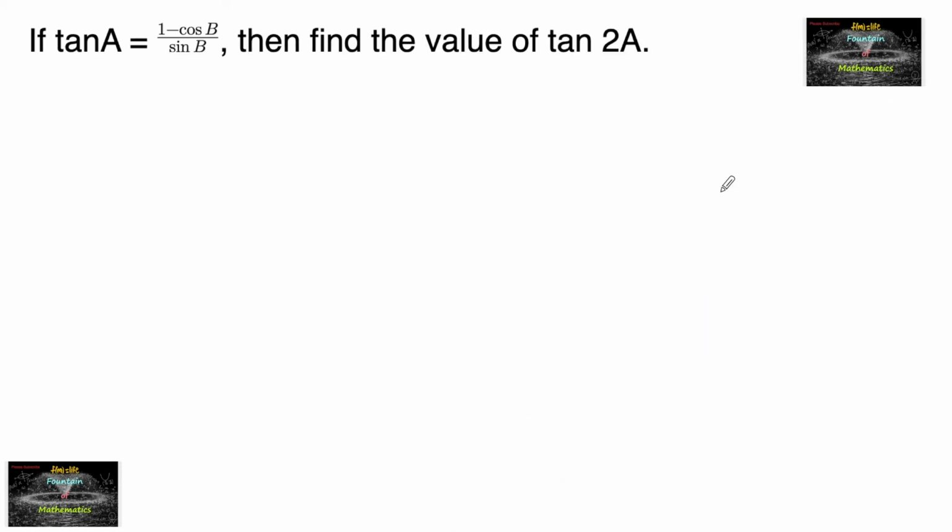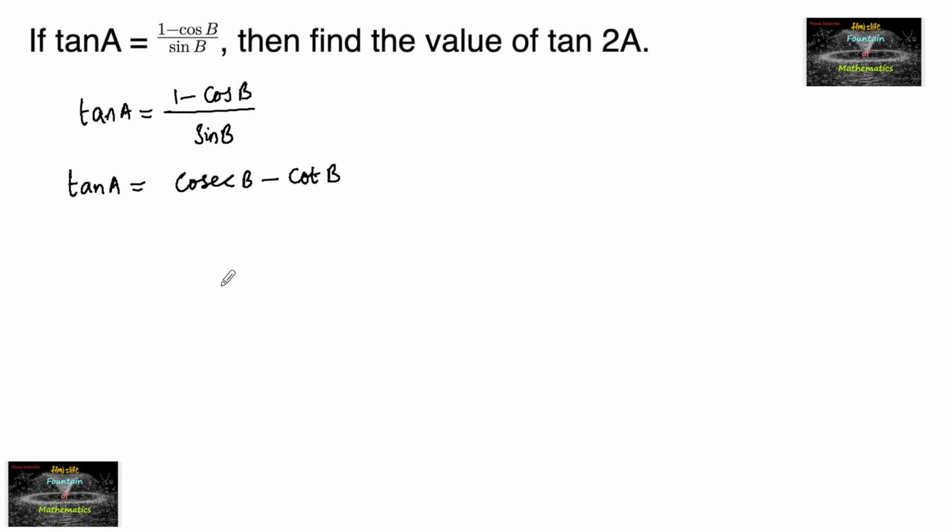Okay, thank you. If tan A is equal to 1 minus cos B upon sin B, then find the value of tan 2A. So we can write tan A is equal to 1 upon sin B, that is cosecant B, minus cos B by sin B, which is cot B. So we have tan 2A is equal to 2 tan A upon 1 minus tan square A.